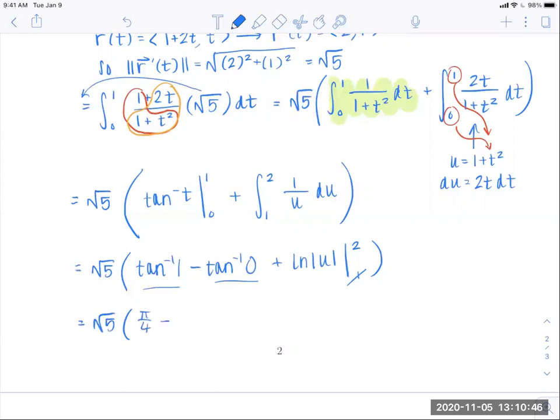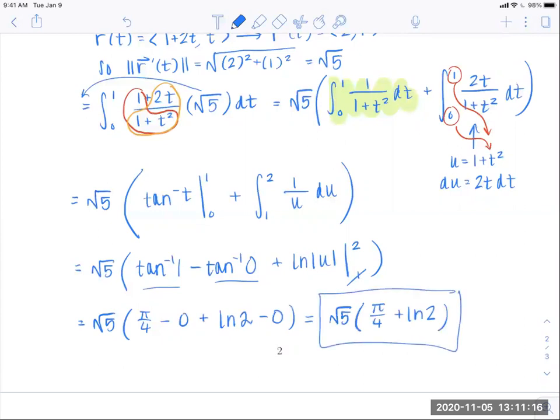And then what is tangent inverse of 0? Again, what radian value gives you a tangent value of 0? And that occurs at 0. So I want to go here at 0. And then we already discussed this is going to be natural log of 2 minus 0. You'll notice I dropped those absolute values since 2 is already positive. And so for my final answer, I'll leave it as the square root of 5 times pi over 4 plus the natural log of 2. All right, so that was an example of computing a line integral via arc length.